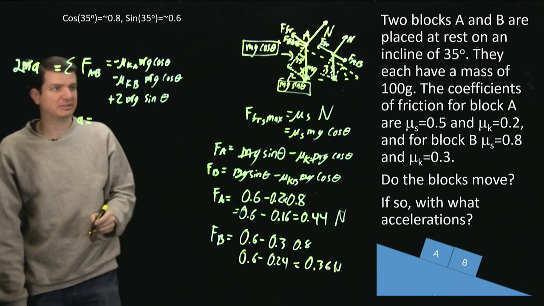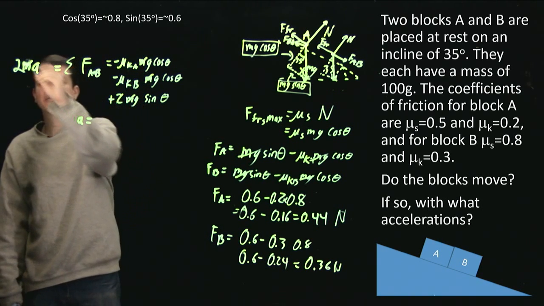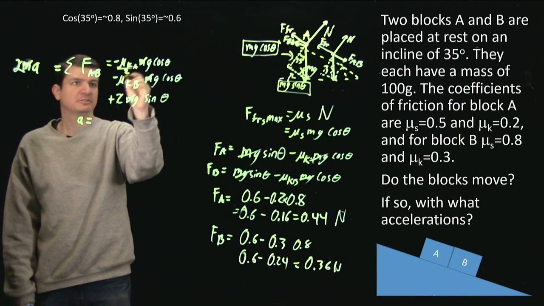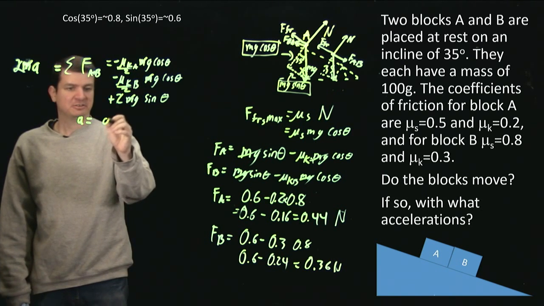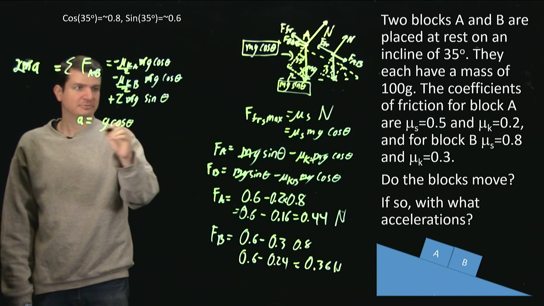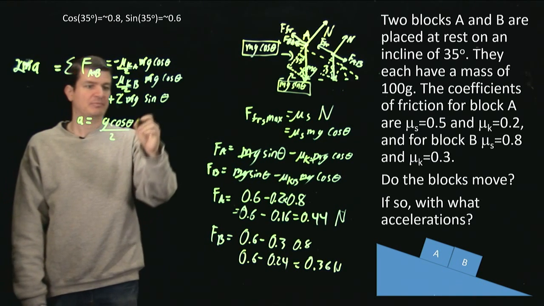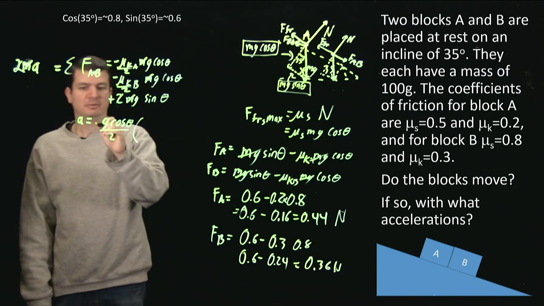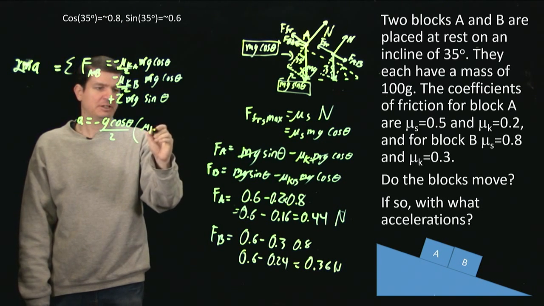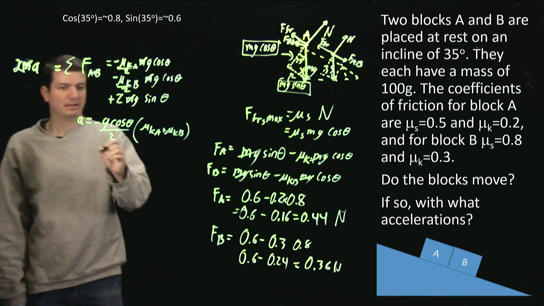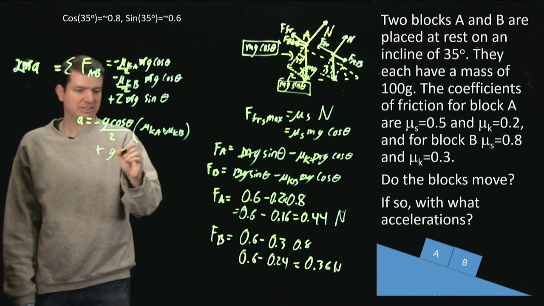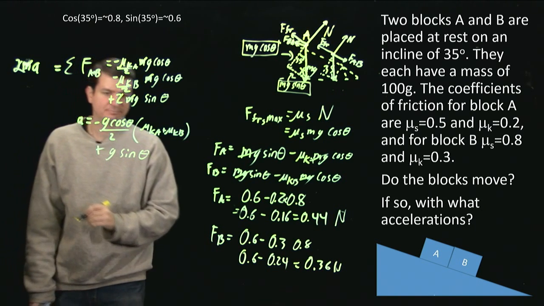We can divide by 2. We'll cancel there, and that gets an on 2, and that gets an on 2. So then we've got g cosine theta on 2, with a minus sign overall, and a mu kA plus mu kB. And then a plus g sine theta.